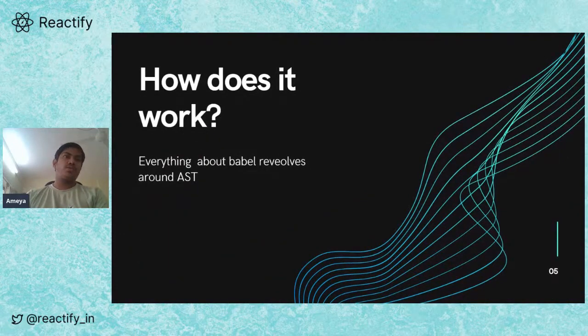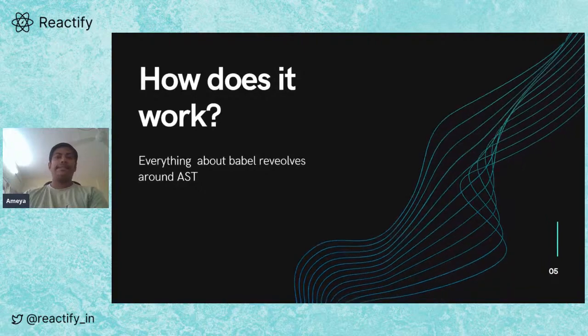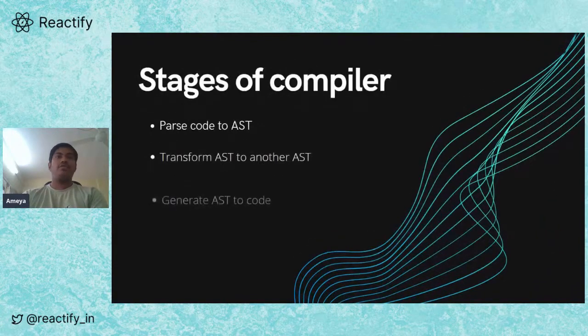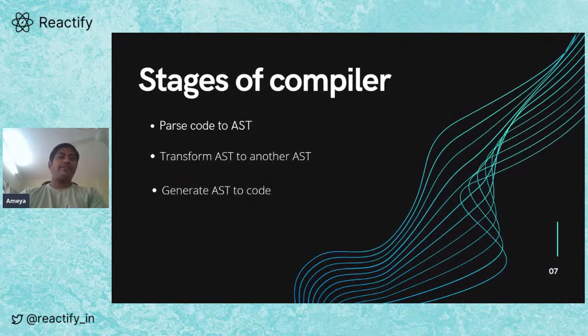So how does it work? Babel as a transpiler, everything about Babel revolves around the AST. So what is an AST? An abstract syntax tree is a way of representing the syntax of a programming language as a hierarchical, tree-like structure. The structure is used for generating symbol tables and later code generation. There are three stages of a compiler. Every compiler of every language has these steps in common.